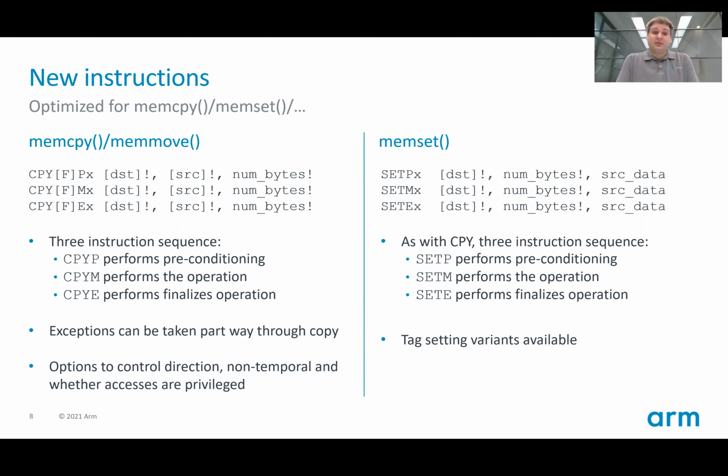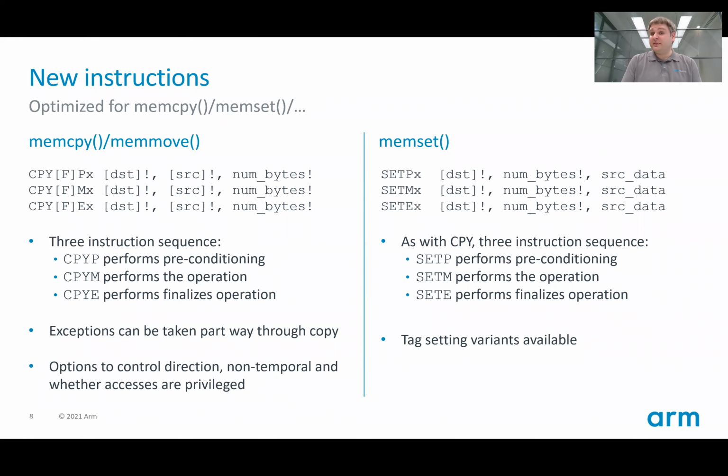So what we're doing is adding new instructions to support this, the copy and set instructions, copy for things like memcopy, set for things like memset. They both follow the same pattern, which is you can build one of these operations from a three-instruction sequence. If we take memcopy as an example, copy P is the preconditioning. It takes the arguments and maybe does the first couple of bytes. Copy M is the main body of the operation. It does most of the copying of the data, and then copy E finalizes the operation.